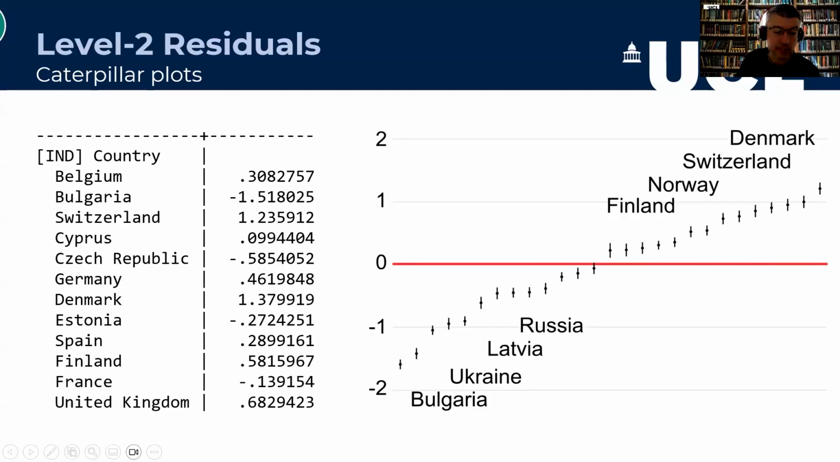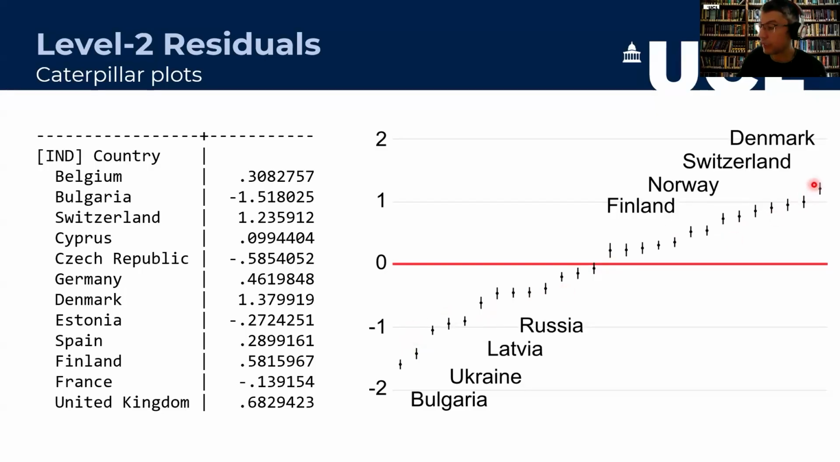So the closer this distance is, the more it means that that specific country has a value that is very close to the overall observed level in all of the sample. Whereas, of course, the farther away the values are, as in the cases here on the left and the right corner of this caterpillar plot, this is what it is called. This plot is called a caterpillar plot.